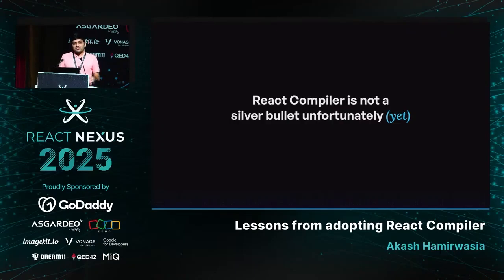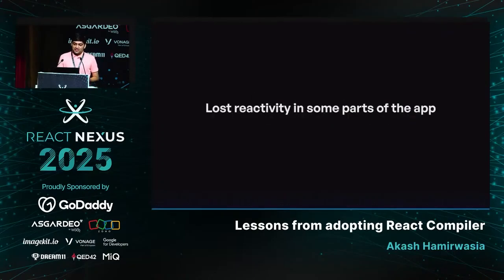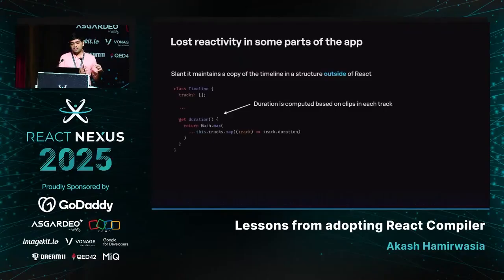Now, the caveats that I encountered were, I realized certain parts of the application simply lost reactivity altogether. To understand this, this is how I represent timeline in Slanted. It's a complex object, and there is a field inside this timeline called duration. It's a computed property. It calculates the duration based on all the tracks the timeline has.